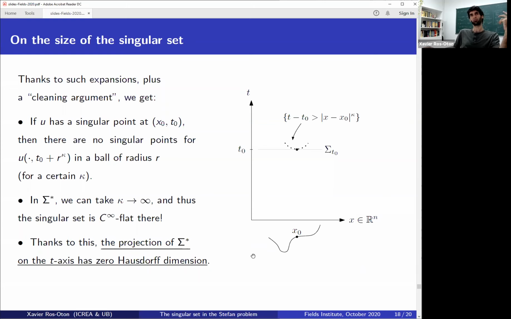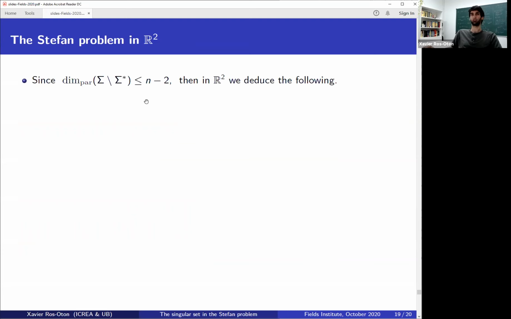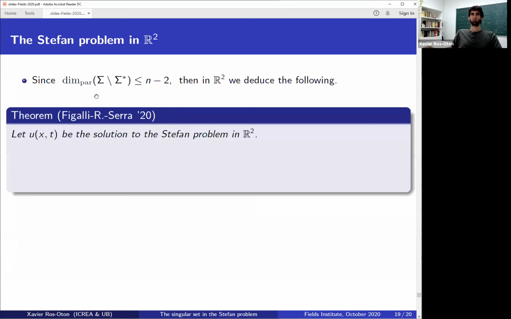Okay, and then the only set that is remaining is the other piece, which was smaller. So in particular, we get the following result in 2D. So this implies our result in 3D, but it also implies our result in 2D, which is the following. Let U be the solution to the Stefan problem, any solution which is non-stationary. Then the set of singular times has 0 Hausdorff dimension. This is because sigma star always has 0 Hausdorff dimension in the projection on the time axis, and in dimension 2, n minus 2 is just 0.